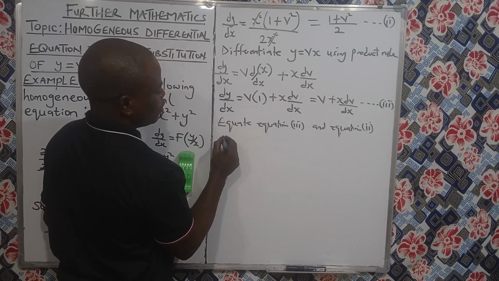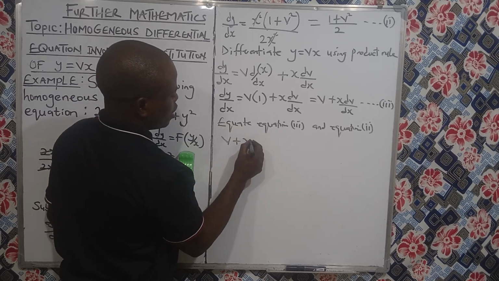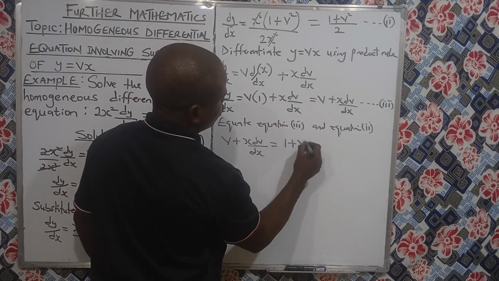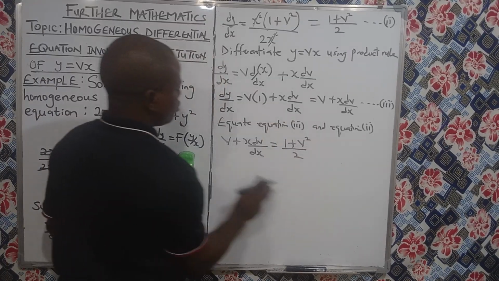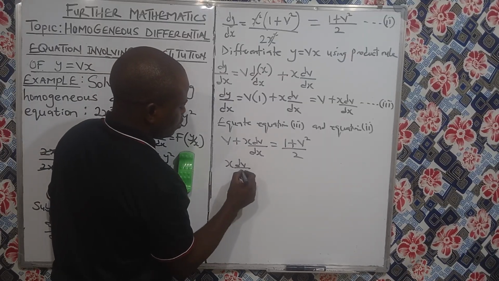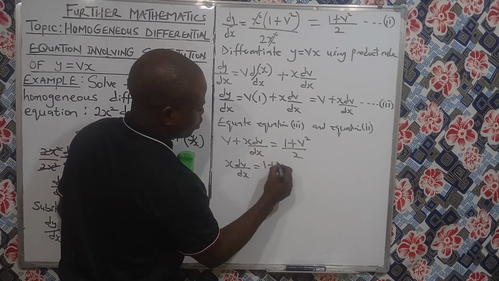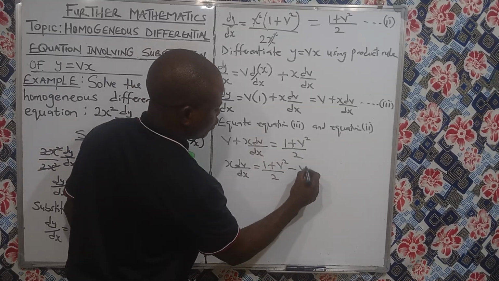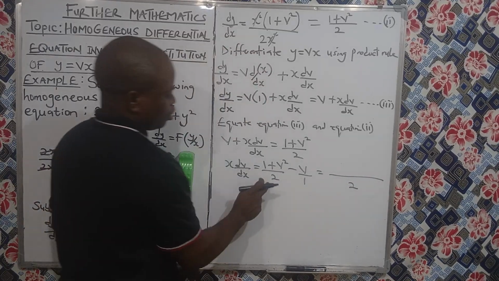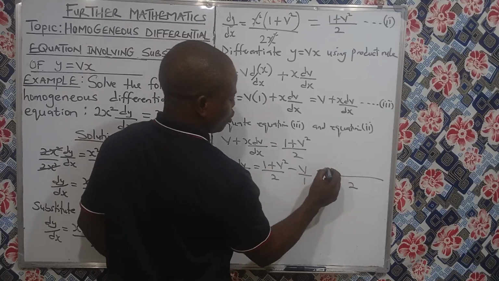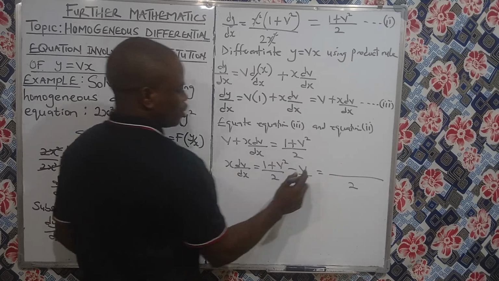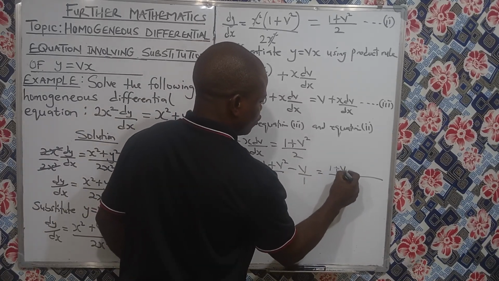We now have v plus x dv over dx equals 1 plus v squared over 2. Take v across the equal sign, it turns negative. x dv over dx equals 1 plus v squared over 2 minus v over 1. What's the LCM? LCM is 2. 2 goes into 2, that's 1. 1 times v plus v squared. 2 goes into 1... 1 times 1 plus v squared. You have 1 plus v squared.